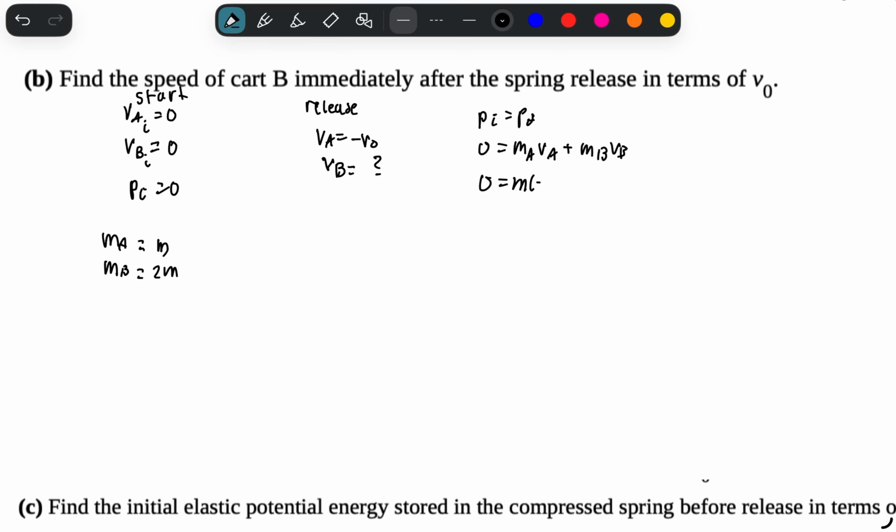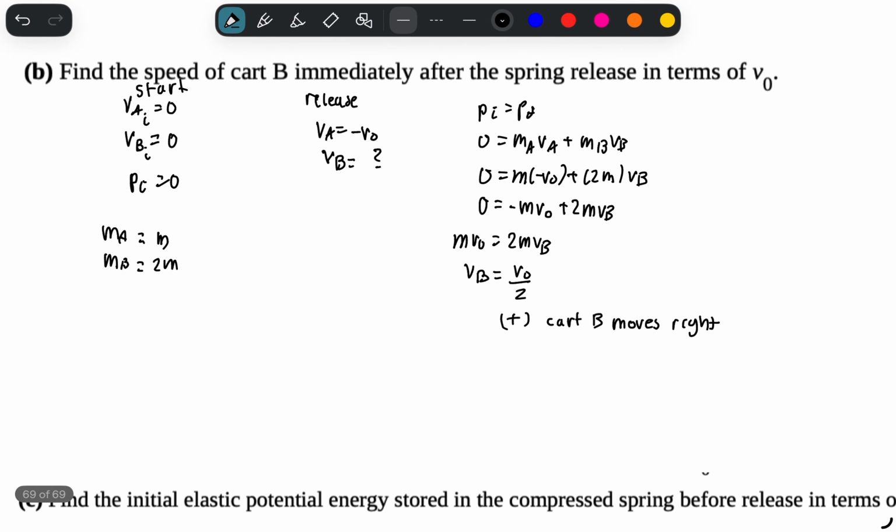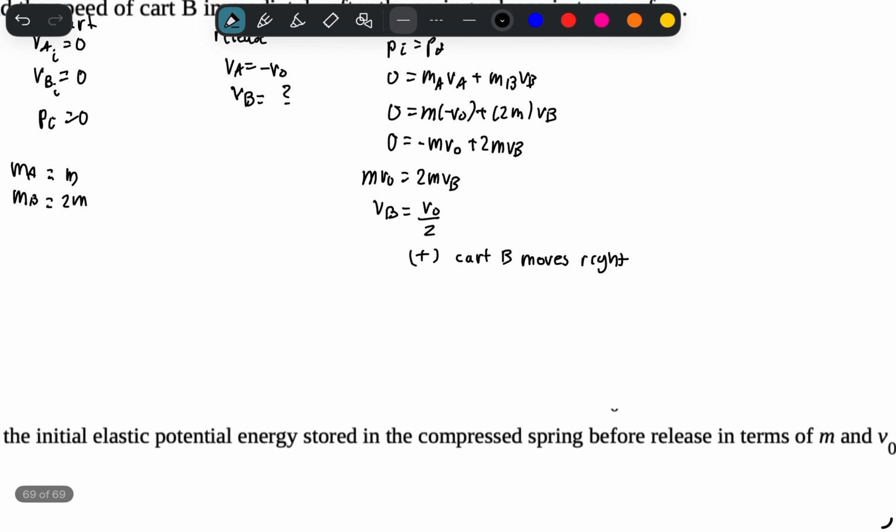We have M times negative V initial plus 2M VB. This is 0, negative MV initial plus 2M VB. Add to both sides, we have MV initial equals 2M VB. We have VB is equal to V initial over 2. So now we see that this is going to be a positive number. So that means that cart B is going to move to the right.